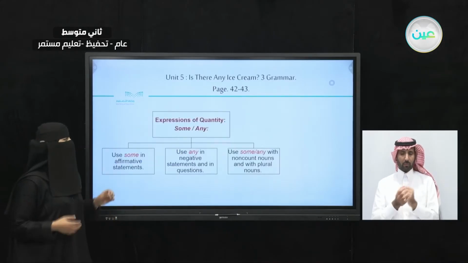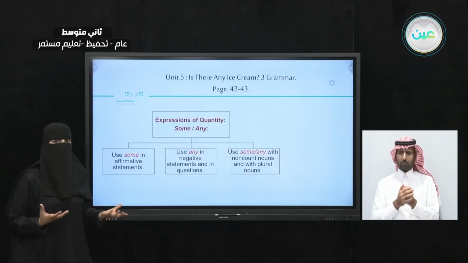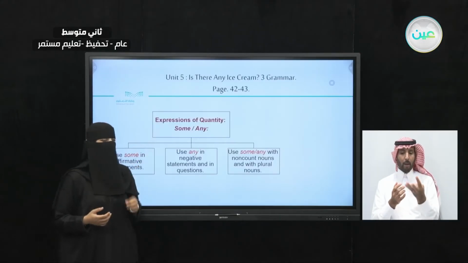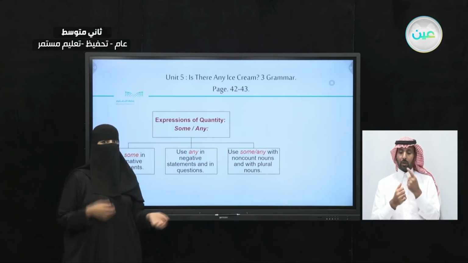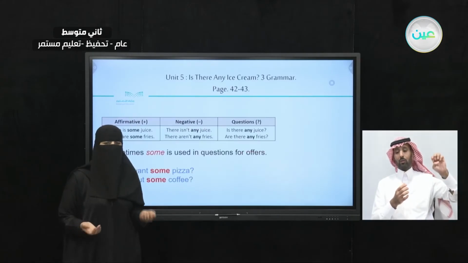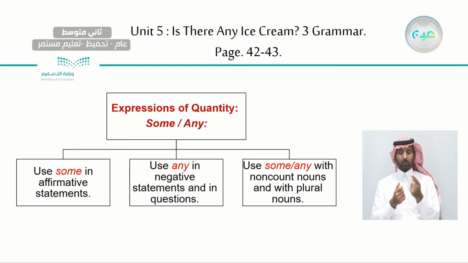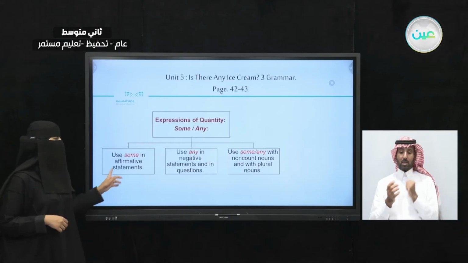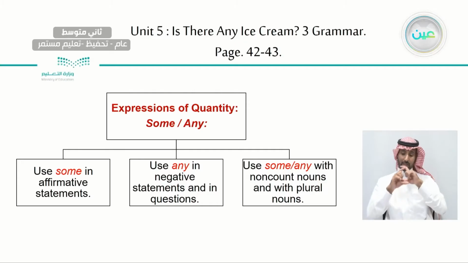Now let's take a look. When you want to order something and we want to know the quantity, we use expressions of quantity. For expressions of quantity, we are going to use either some or any. But when are we going to use some and when are we going to use any? Let's take a look at the first one here. Some. Use some in affirmative statements. I want some rice. And we can use any in negative statements and in questions.